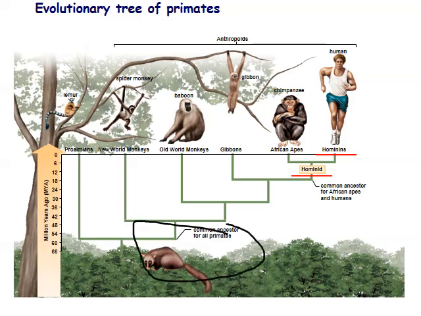This diagram shows the evolutionary tree of primates. Here you can see the common ancestor for all primates. Hominid is a term that's used to describe common ancestors for African apes and humans. Humans themselves are referred to as hominids. Hominids are humans and all early human descendants.